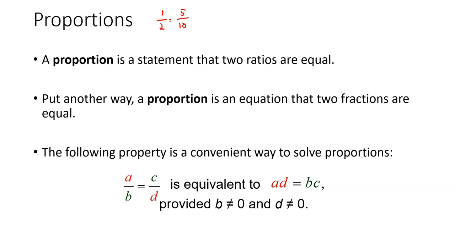You can use these to find out if the statement is true, right? If I gave you 1/2 equals 5/9, then that's not a proportion, right? 1/2 and 5/9, multiply 2 times 5, you get 10. 1 times 9, you get 9. Those are not equal to each other. So if they're not equal to each other, then it's not a proportion.